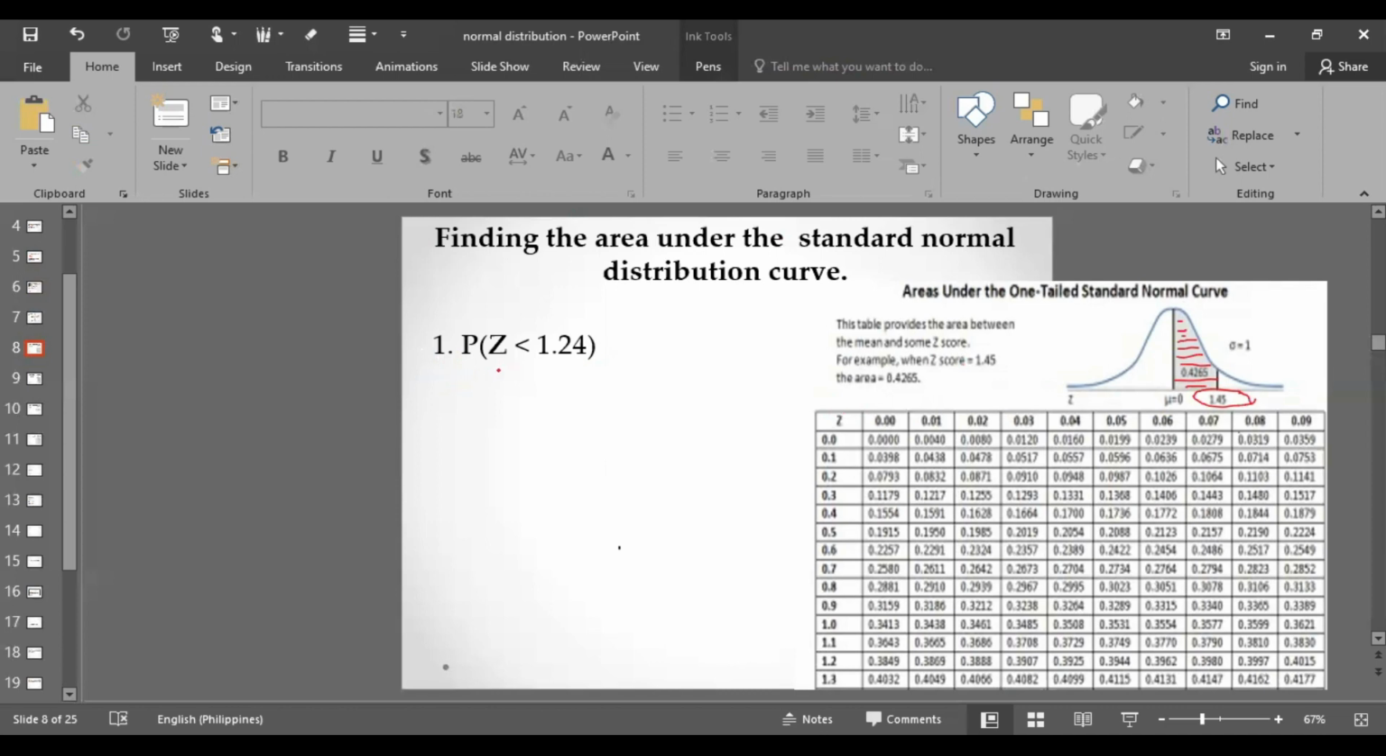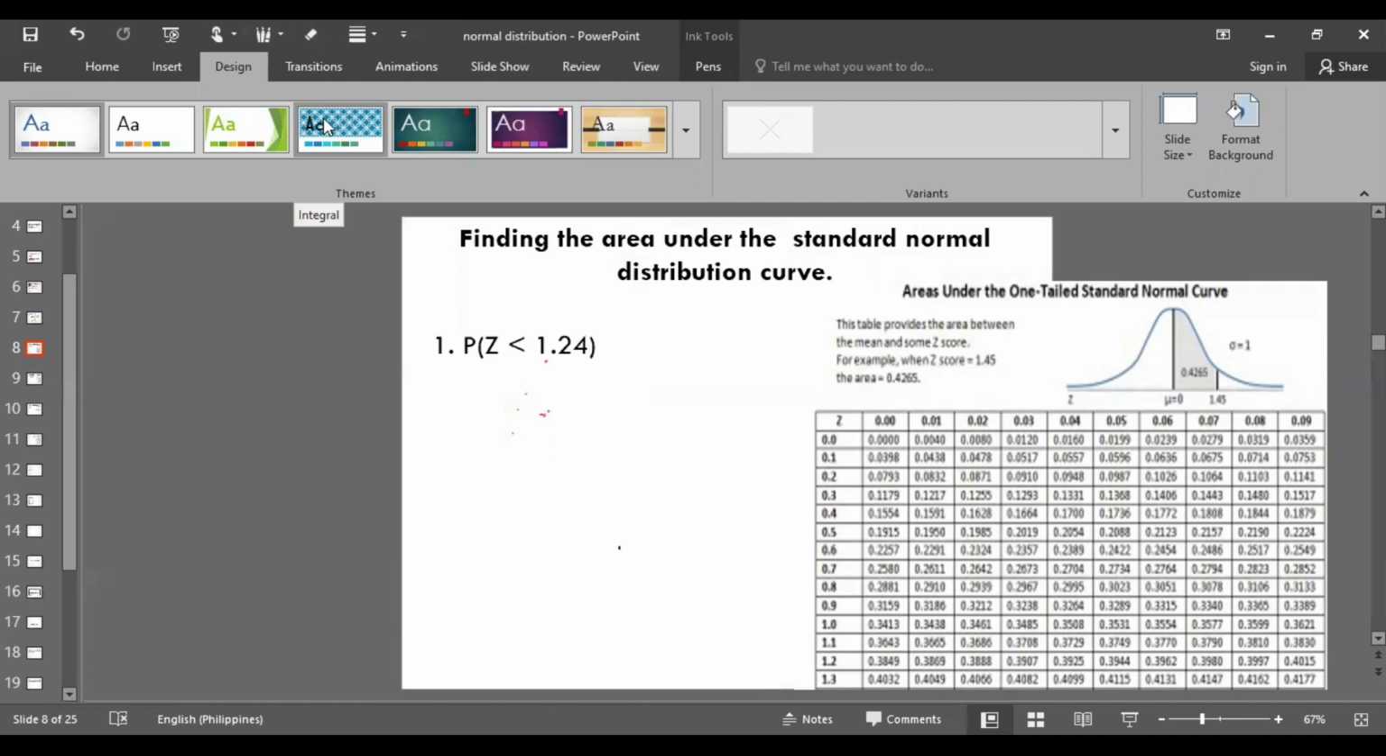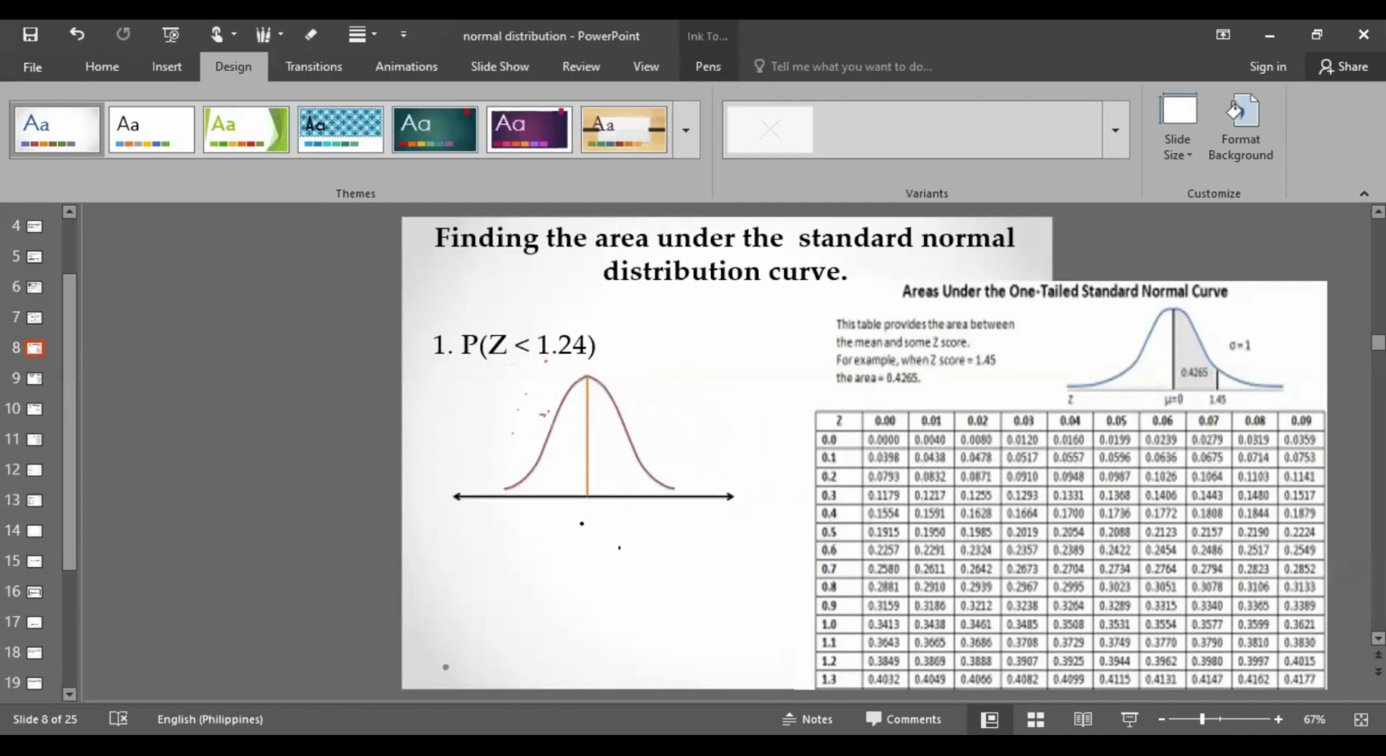So let's have number 1. Here, we're going to find the area under the standard normal distribution considering that the area is less than the z-score 1.24. So the very first thing to do is to draw the standard normal curve where the mean is 0 and the standard deviation is 1.